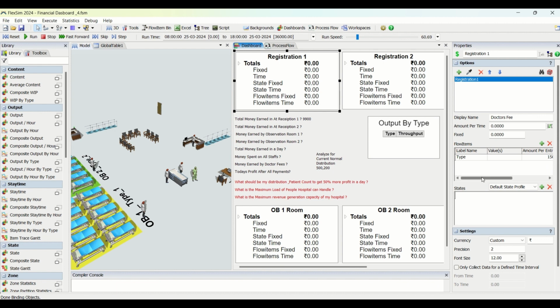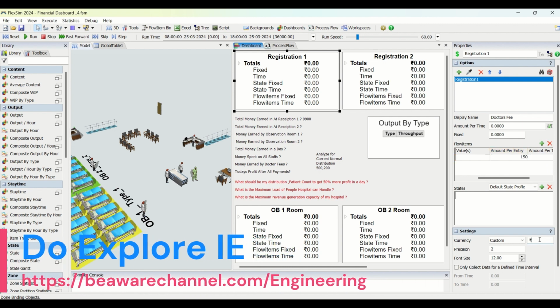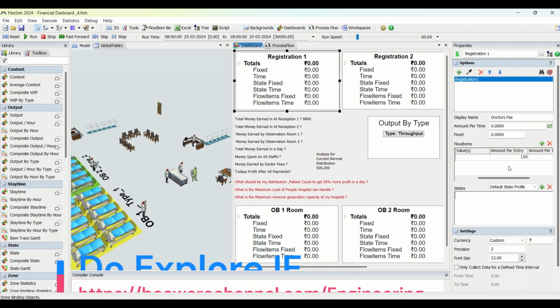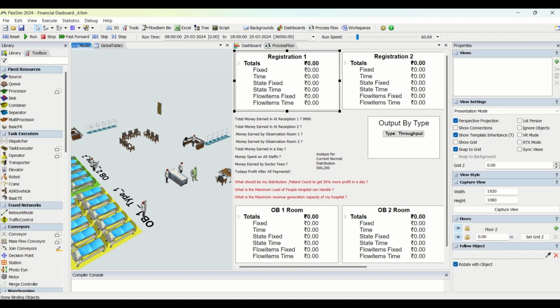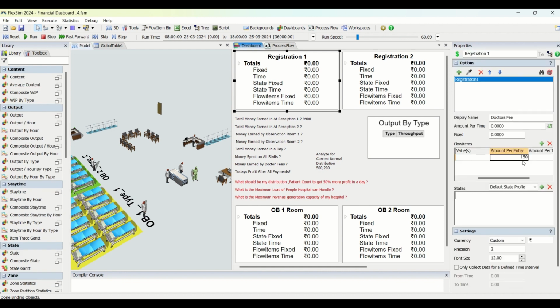So now if you look at what I've done, I have told that I need to pay 150 rupees, Indian rupees, for every person visiting the reception. So this would basically be a doctor's fee. For every patient he needs to pay 150 rupees, and then only he will be allowed to move to the waiting area. So this is our first graph, okay?